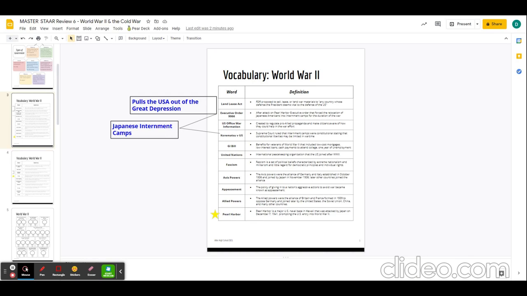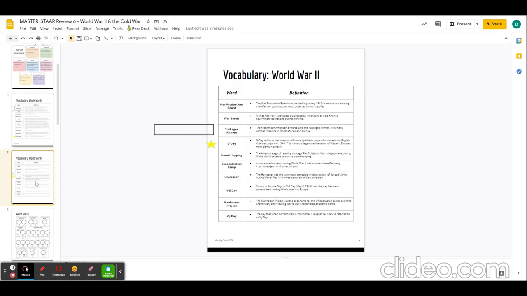The GI Bill provides benefits to the World War II veterans after the war. The United Nations is formed. It's one of the big outcomes of World War II, and it remains still the largest international peacekeeping organization in today's times. All right, on the next slide, again, there's just a few that we need to highlight. The War Production Board and war bonds, those have to do with the American home front and the efforts on the home front to support the war.